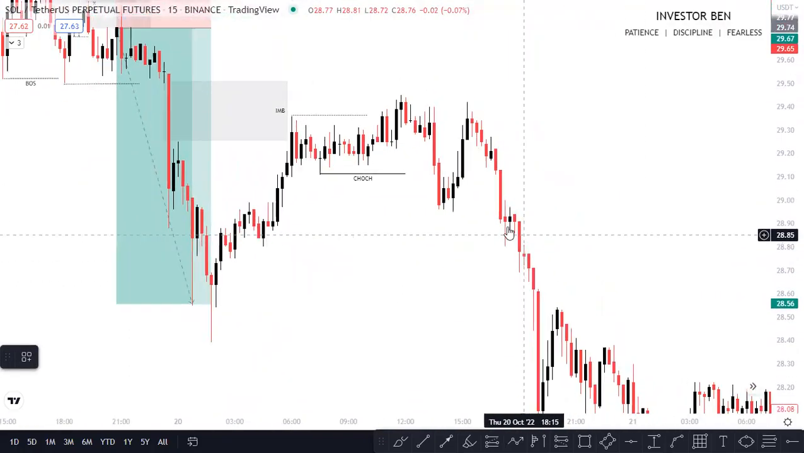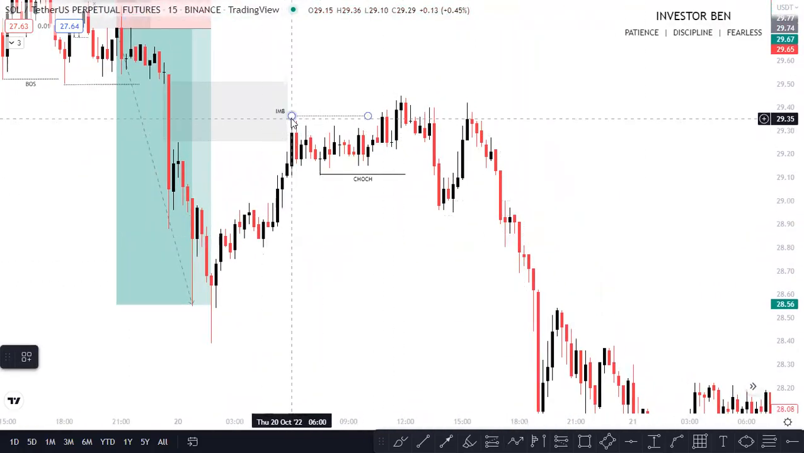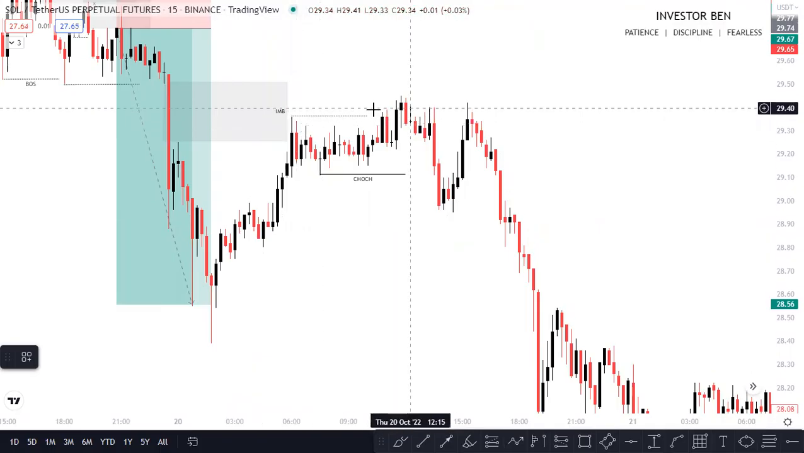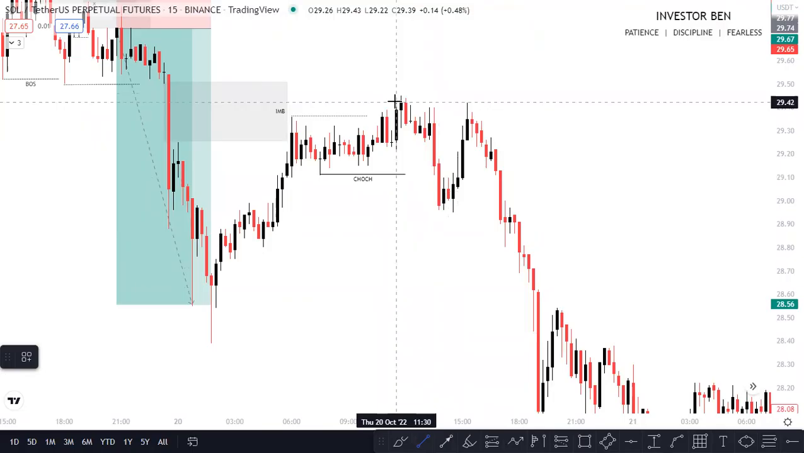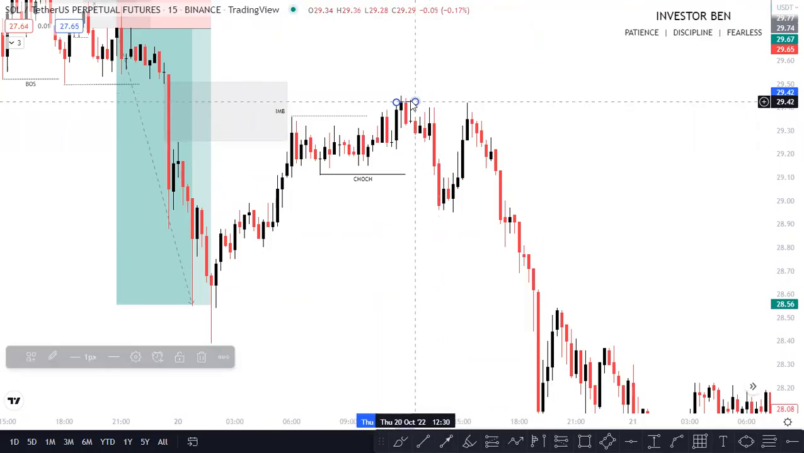Now, as we took out the liquidity in this high, remember, liquidity was resting in this high, and price took it out. You look out for the order block that was formed there. And look at this order block, we also took liquidity from this order block.